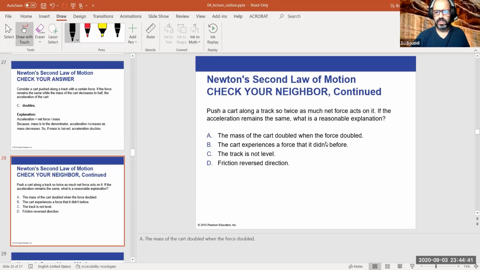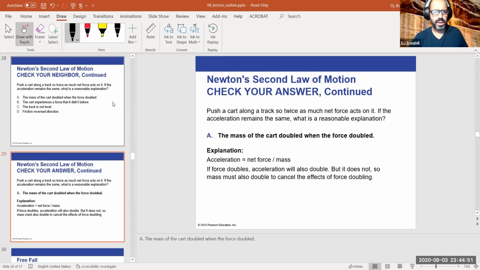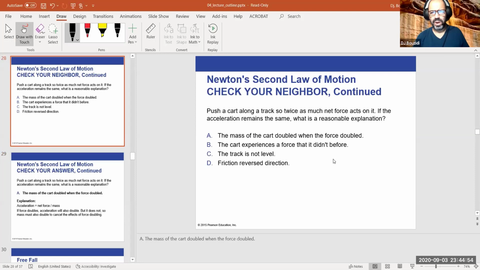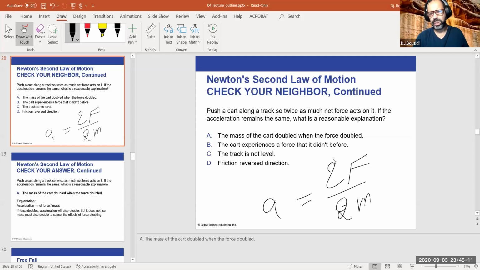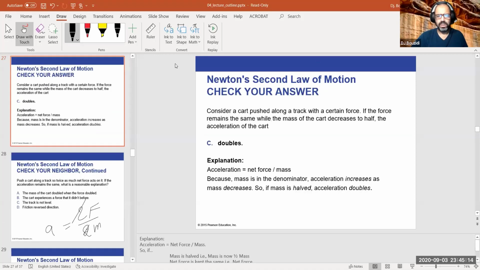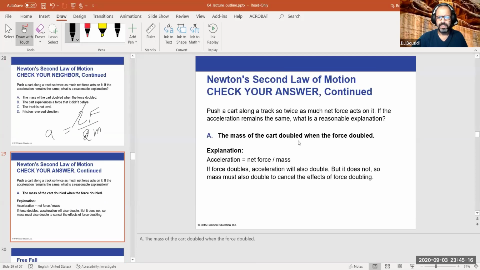The mass of the cart doubles, no, okay, what is this one? Push a cart along a track, but twice as much force on it, if the acceleration remains the same. Aha, we have a problem now. We doubled the force, but the acceleration stays the same. So we have 2F, but the acceleration did not change. So something must have happened to the mass in here. All of a sudden, somebody put more groceries in the cart and doubled the mass, so that the 2 drops. So the correct answer should be the mass of the cart must have doubled.